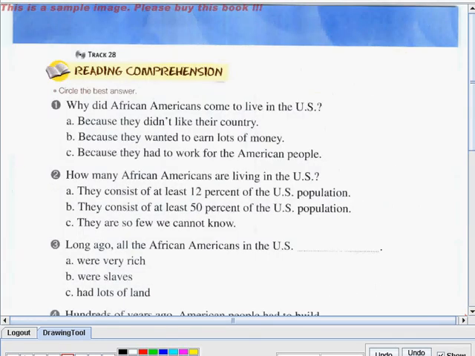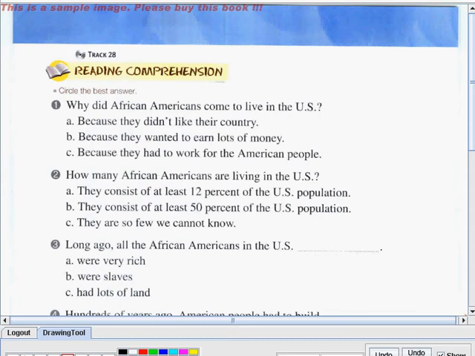Today we are going to answer the activity page for Unit 14, entitled African American. As I read each question, you can go ahead and answer on your own, and later I will show you the correct answers. Make sure that you have read and understood the article so you can answer them all correctly. Let's start with reading comprehension. Circle the best answer.